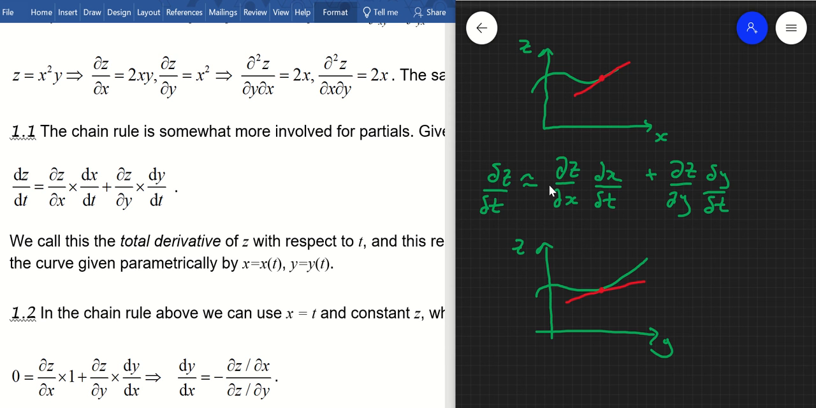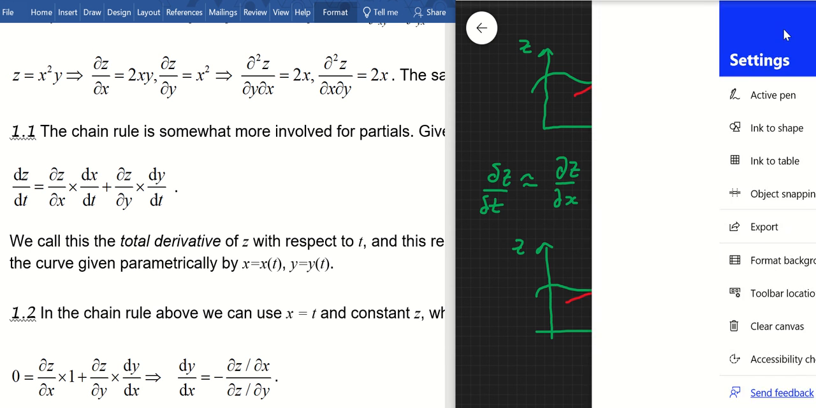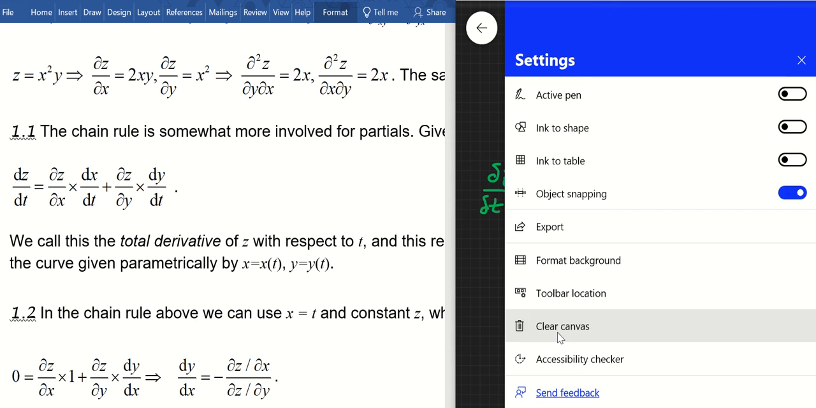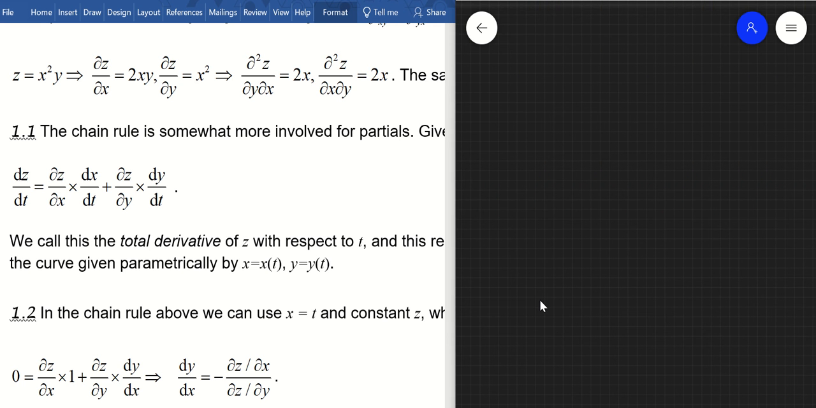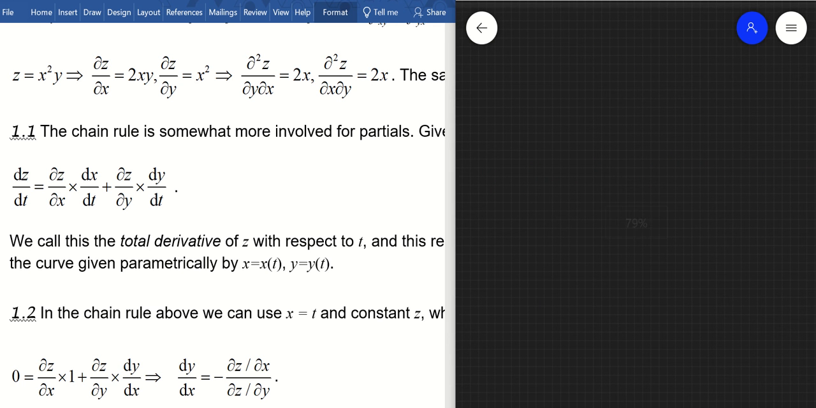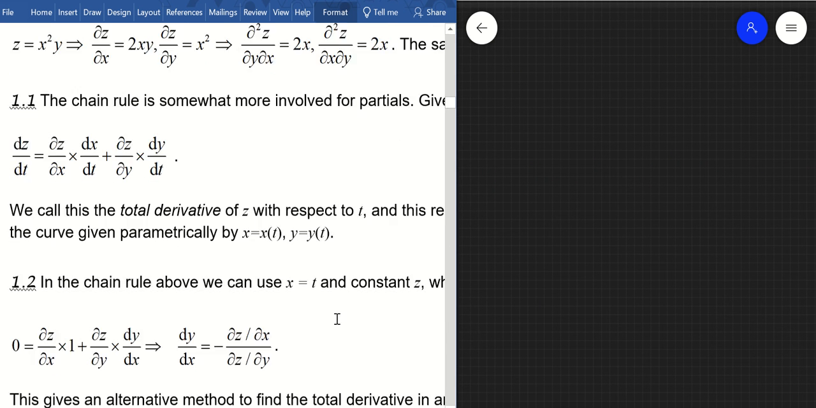Okay, so there's different things we can do with that chain rule. I'm just going to come down to this here in the notes.